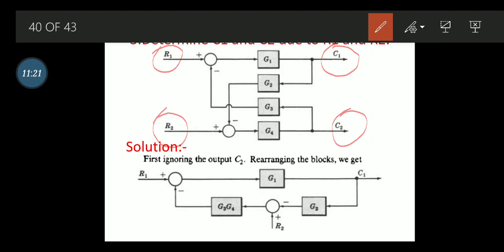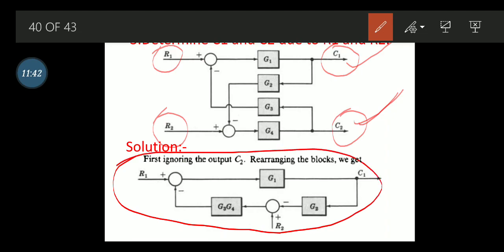Now the solution. First ignoring the output C2, so the C2 output response can be ignored here. First rearranging the blocks, we get this if the C2 output response is ignored, now only the C1 output response is considered here. Now the equivalent block diagram can be represented like this.